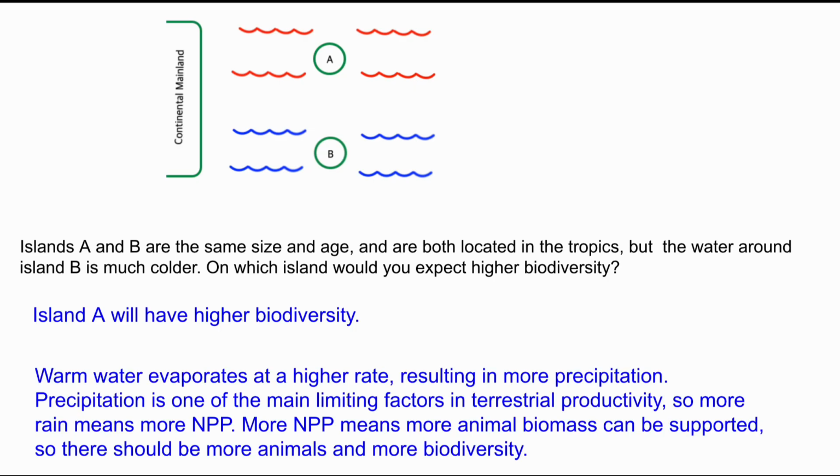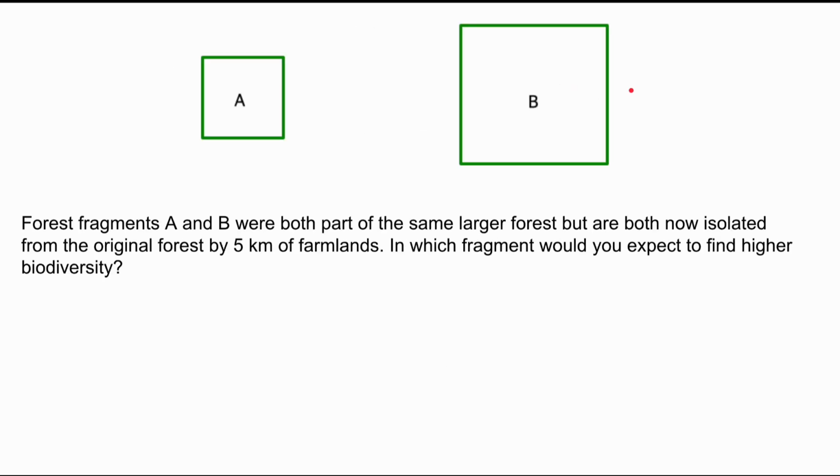And the reason is warm water evaporates more. It causes convection. So I'm going to have warm, wet, rising air here, which is going to lead to precipitation here. Whereas over here, since the water is cold, I'm going to have sinking air and sunny skies, less precipitation. So more rain means more productivity, which means more ability to support more species and therefore higher biodiversity. And let's finish off with this.